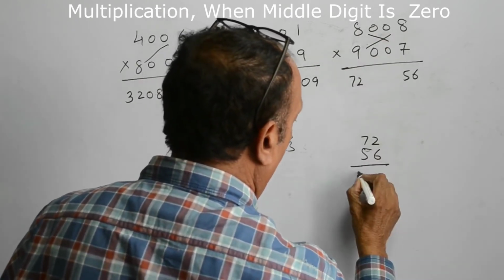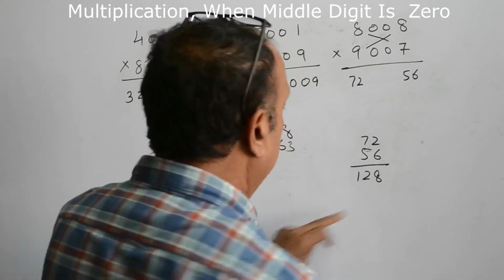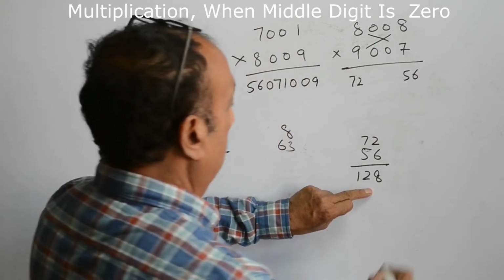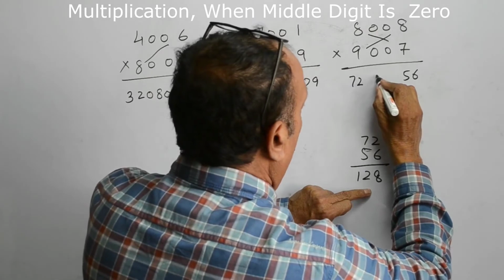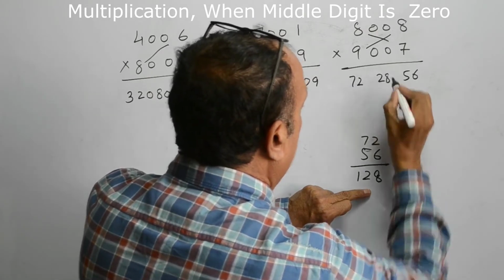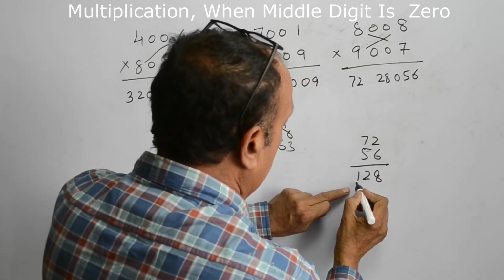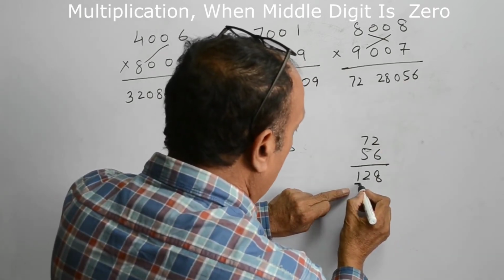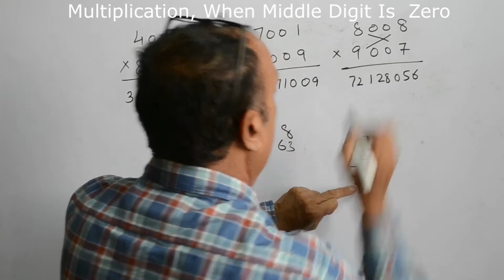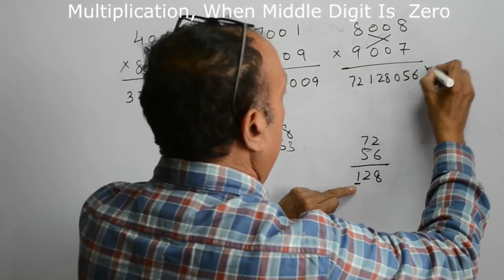So 128. We have got a 3-digit number. So 28 in the middle, 10 on the right, and in case of left 0, put this 1 over here, and this will be the answer.